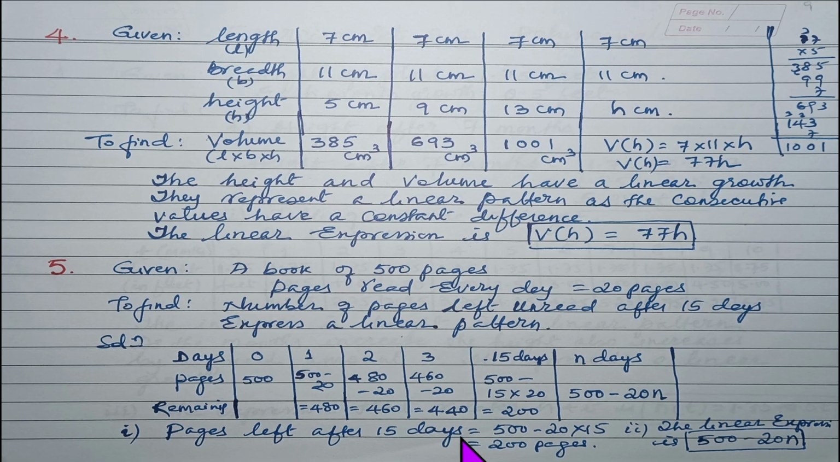Now the pages left after 15 days, as I have already told you, 500 minus 20 into 15, that is 200 pages, and the linear expression is 500 minus 20n, and it is correct. So please remember that. Now for example, if you want to verify it, if we put n as 1 here, it becomes 20, 500 minus 20, that is 480. If I put n as 2, it is 40, therefore 500 minus 40 becomes 460, and so on. So therefore it's a correct relation of a linear pattern.